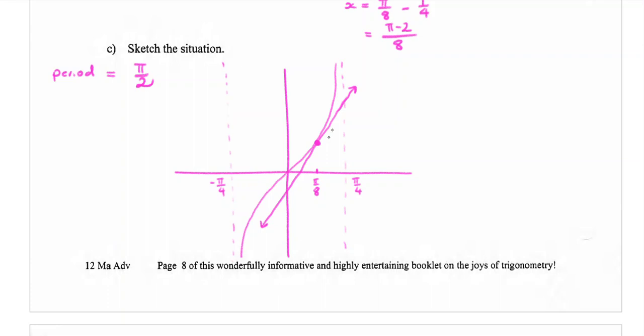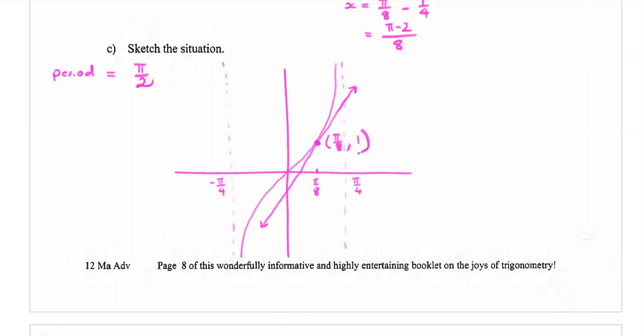This is the point pi over 8, comma, what was my y value again? Was it 1? Look back. Yeah, it was 1. Pi over 8, comma 1.